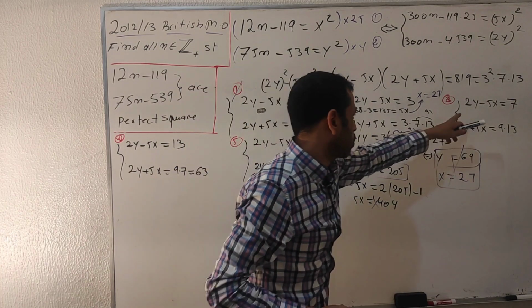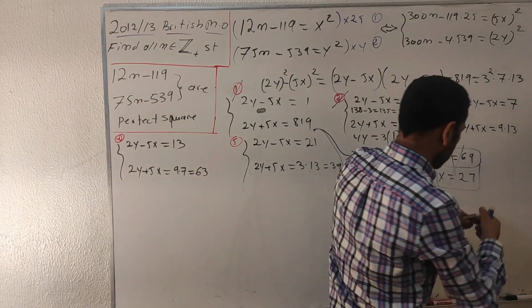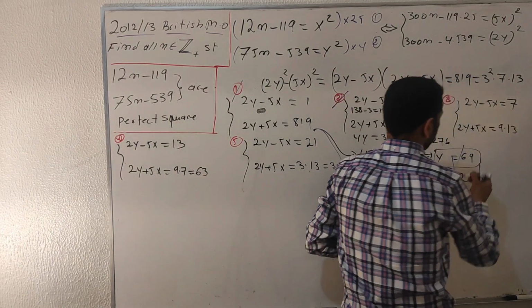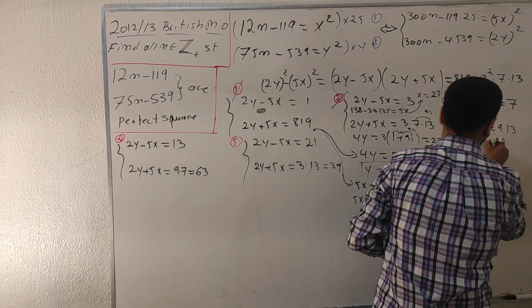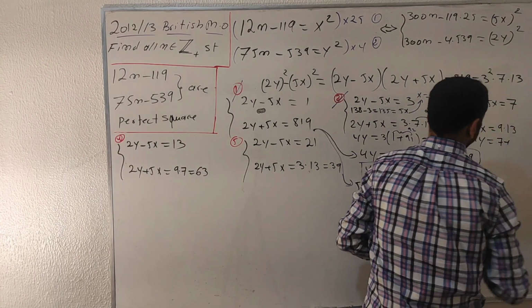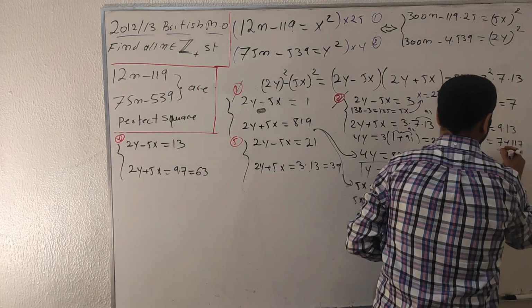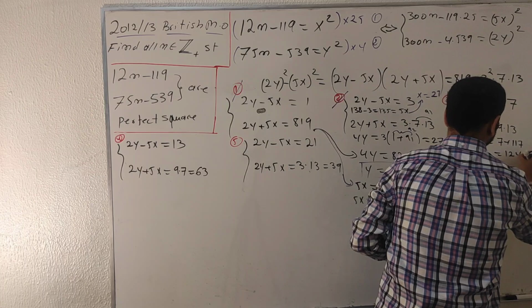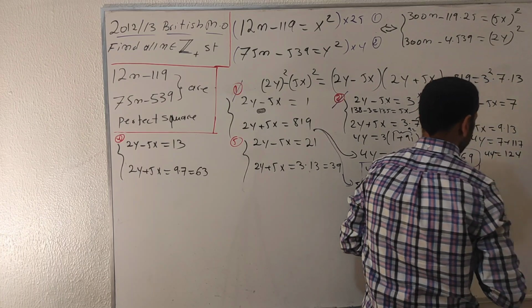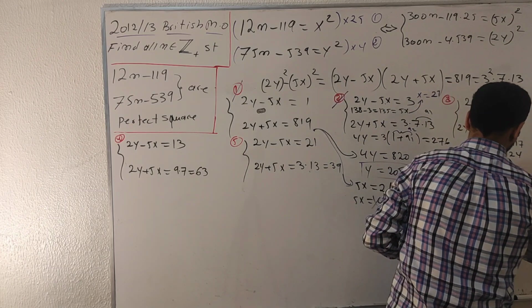Let's move on to the third one. By doing the same thing here, by adding the first one and the second one, I will be left with 4y here. So I will have 7 plus 9 multiplied by 13. I get 170. 117 minus 7 is giving us 124. So by dividing both sides by number 4, I get here y equals 31.